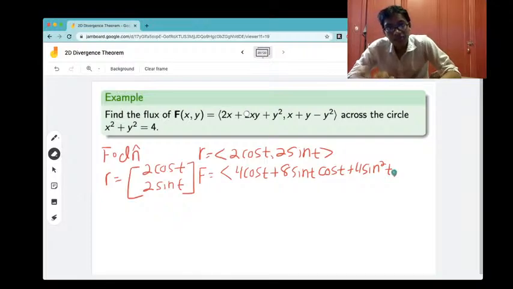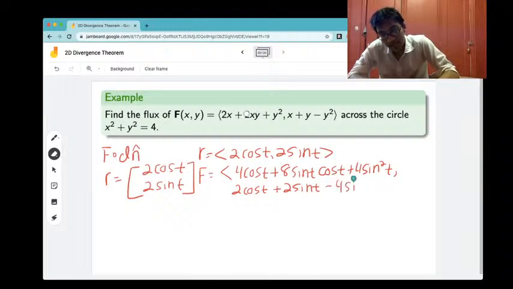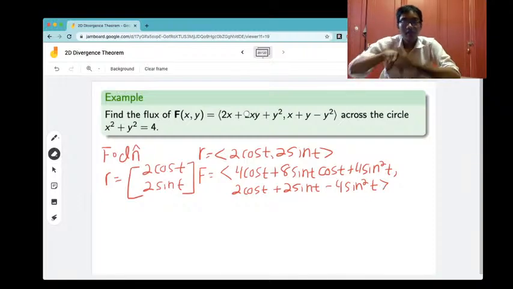And what about x plus y? What about the y component? Well, I'm going to have x plus y, which is just going to be 2 cosine t plus 2 sine t minus what? Minus y squared. Now y squared is just going to be minus 4 sine squared of t. Okay, that right there is our f. Crazy looking f, I know, but we're about to do it.